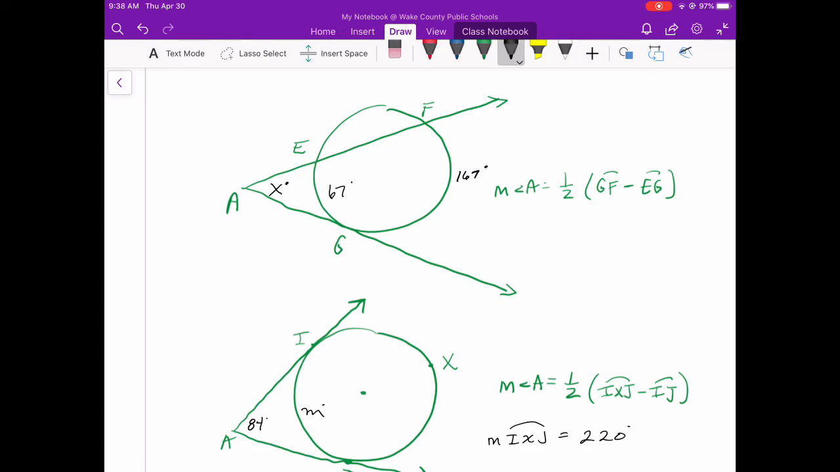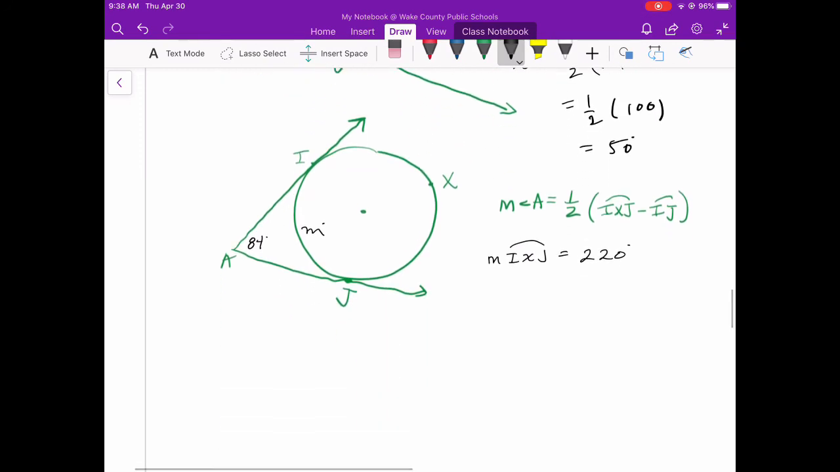X would be half of the difference between the big arc and the small arc. So X would be half of 100, or 50 degrees. So that's how we would do that problem.